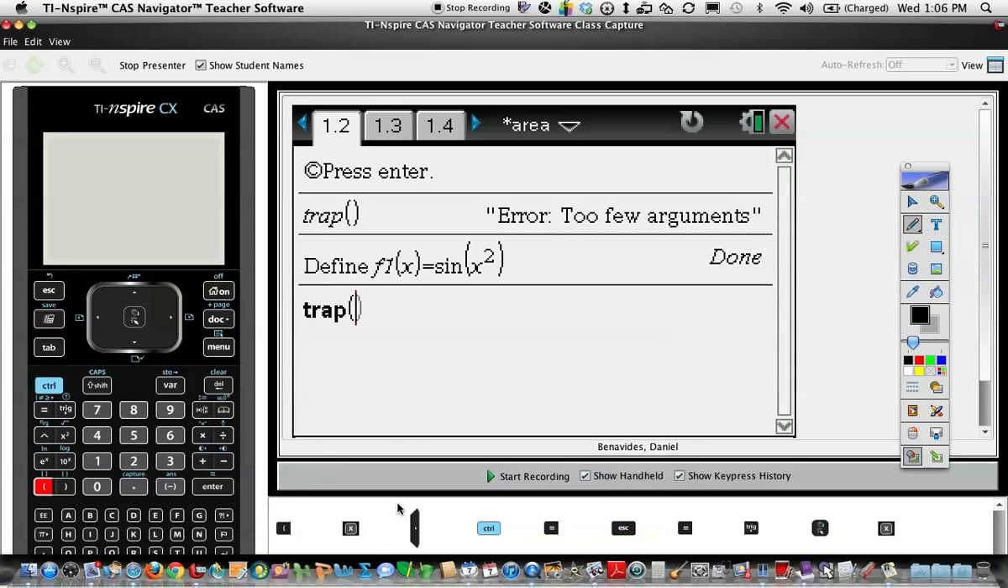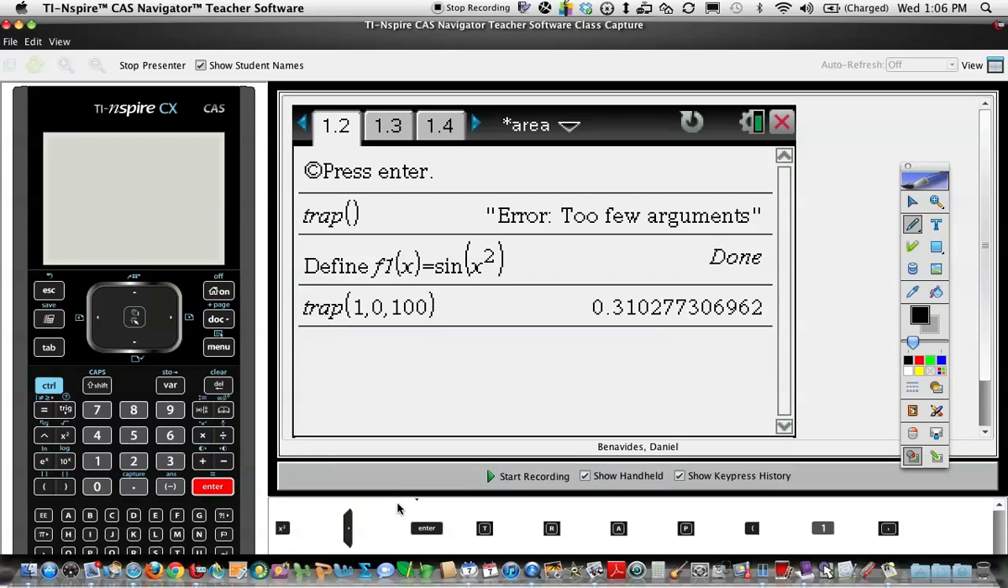Because we're going 0 to 1, right? So we type 1 comma 0, because it's B comma A comma 100. And this would give us the 100 trapezoid approximation. So we have 0.31028, I think is what they say in the book. Okay? So for trapezoid, you'll have to do that.